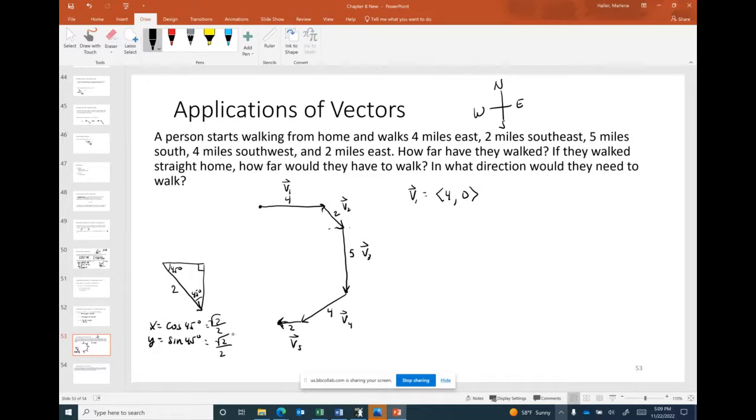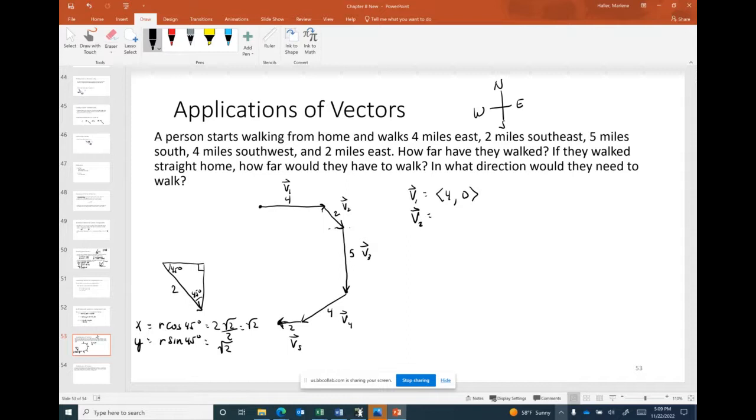To find x, I forgot the radius here, so let's put that in there. In this definition, x equals r times the cosine of 45 degrees. So x here is going to be r, that's 2, times the square root of 2 over 2, which of course is just the square root of 2, and the y will be the same. So there are our horizontal and vertical components for vector 2.